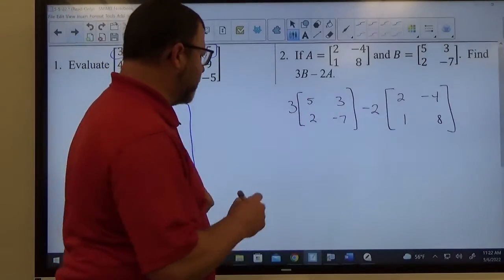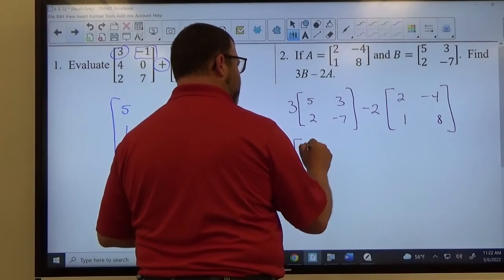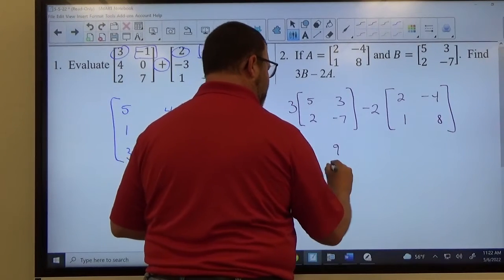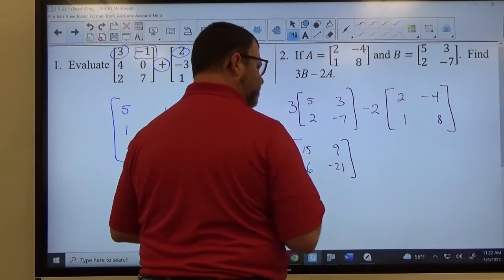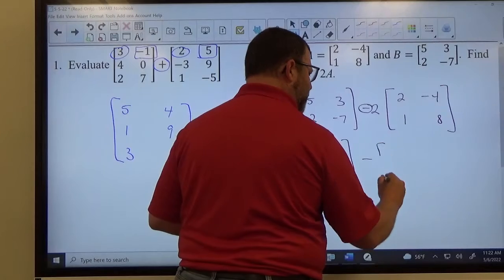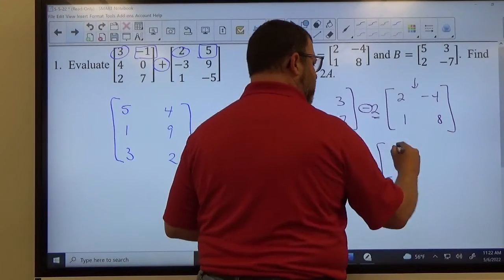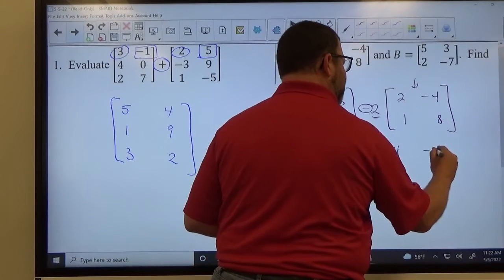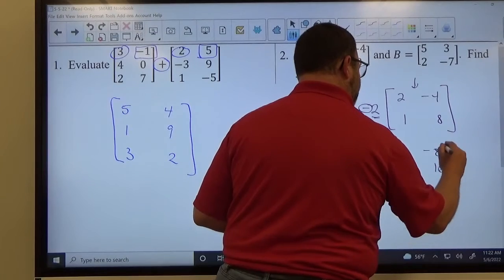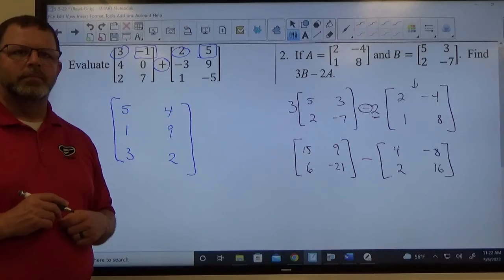3 times all this is pretty obvious. So I'm going to do 3 times 5 is 15, 3 times 3 is 9, 3 times 2 is 6, 3 times negative 7 is negative 21. For me personally, I'd keep the minus sign here and not worry about that in this step. I'm going to multiply 2 times all these numbers here. 2 times 2 is 4, 2 times negative 4 is negative 8, 2 times 1 is 2, 2 times 8 is 16. And now it's the subtraction of matrices problem.